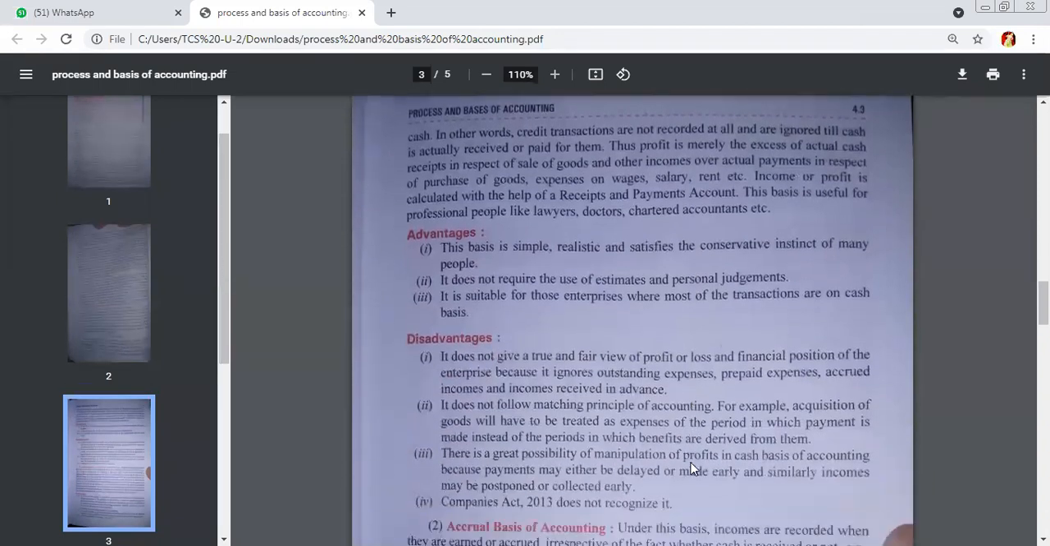If we talk about the advantages, it is very simple, very realistic, and it satisfies the conservation instinct of many people. Because people like the lawyer, doctor, and chartered accountant usually have all their transactions in cash. Have you ever felt, when you go to any lawyer or doctor or CA, that you can tell them, please do my work on credit, I'll pay you later? No, that never happens.